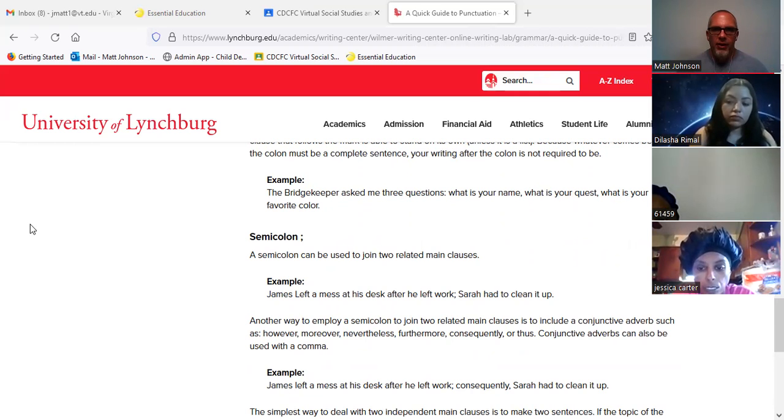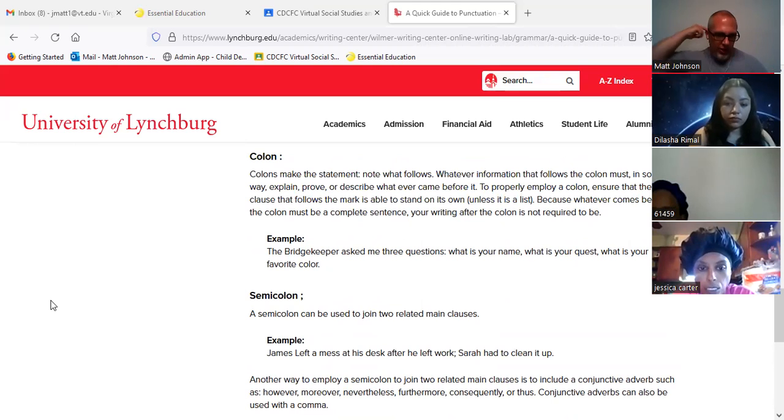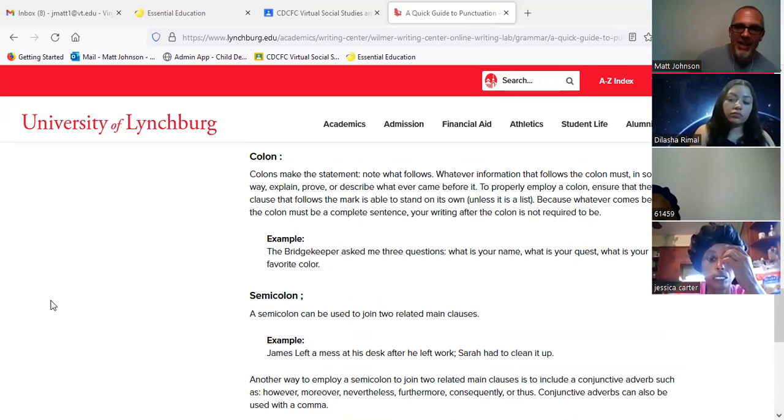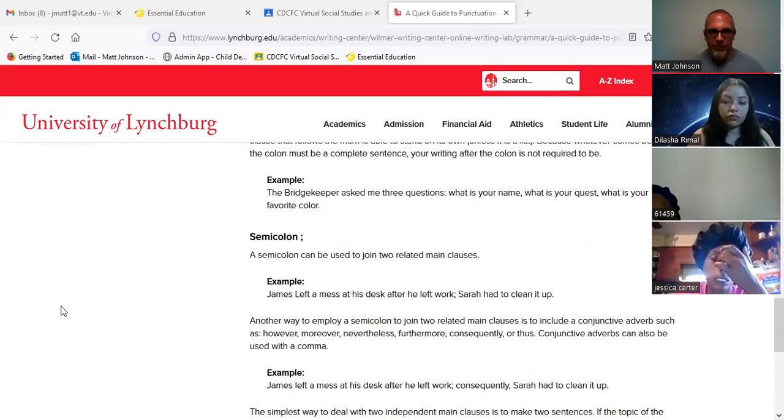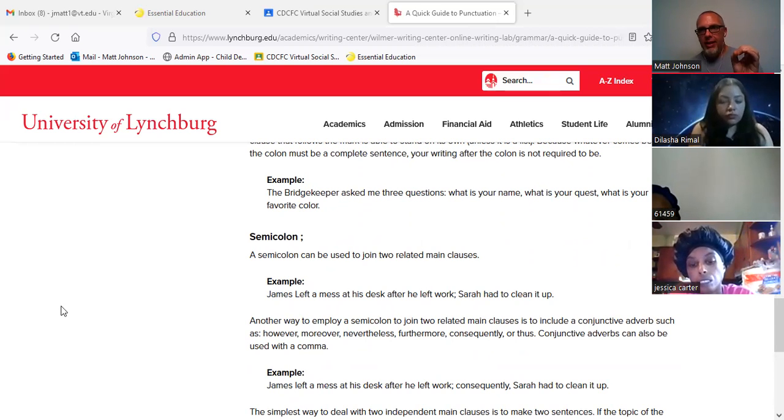What else do we have here? Oh yeah, the other way that you're going to use a semicolon is to join two related main clauses with a conjunctive adverb, like however, moreover, nevertheless, furthermore, consequently. If you're just using but, you just use the comma because but is a conjunction. But these show contrast, right? So nevertheless, furthermore, and everything, if they are at the intersection of two independent clauses.